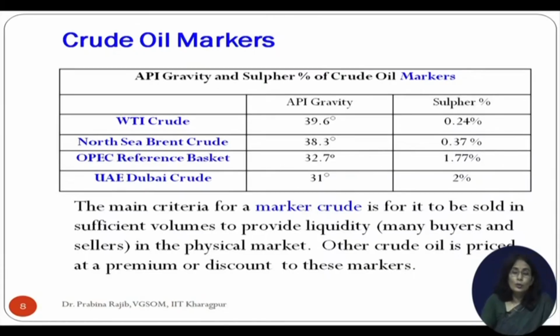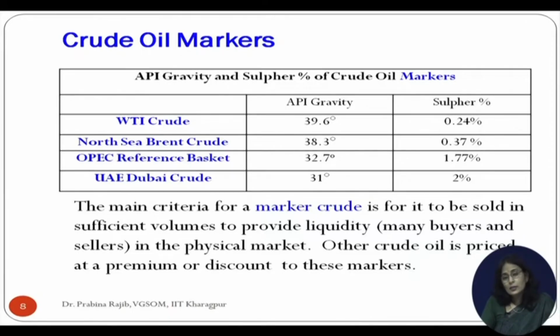And let's go to these two components with respect to the 4 marker crudes I mentioned. So WTI crude has an API gravity of 39.6 degrees and a sulfur percentage of 0.24%. So WTI crude is known as a light sweet crude oil. Similarly, Brent crude has an API gravity starting at 38.3 degrees, and it has a sulfur percentage of 0.37%. And if you see for the other two, the API gravity is reducing and the sulfur percentage is increasing.